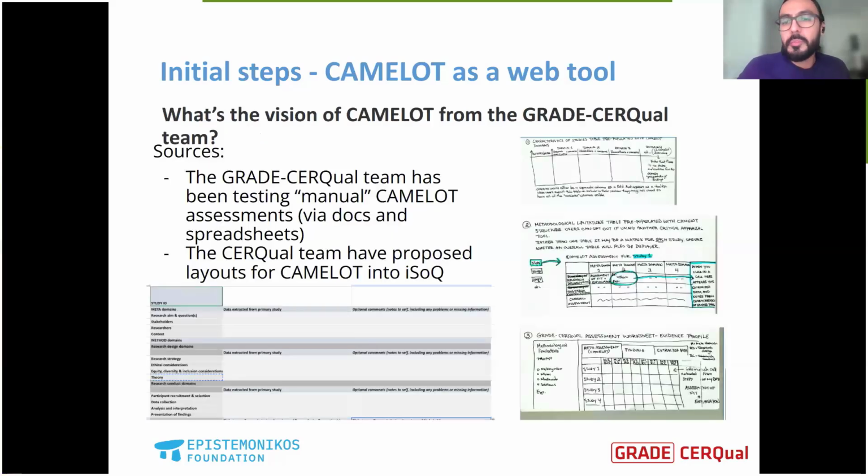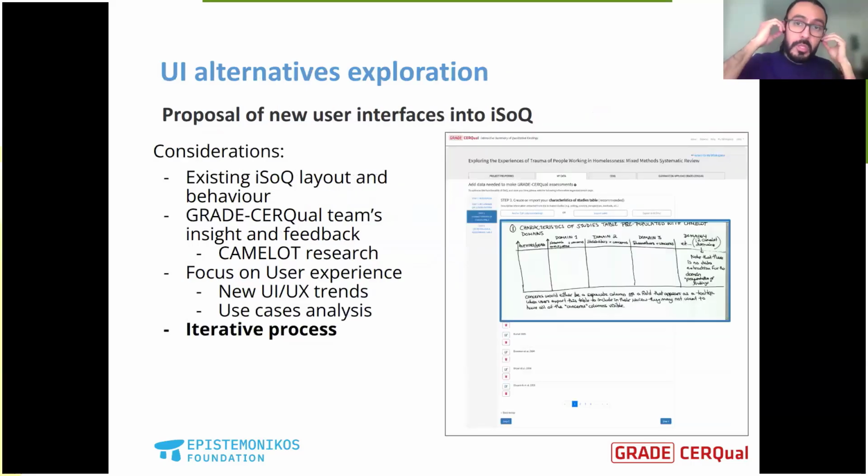This was also supported by the ongoing research of the GRADE-CERQual team. They have first-hand feedback from the researchers that are going to use this tool. And of course, they also had some ideas in their minds about how this should work and how this should look. So what we did was taking all of that into consideration with, of course, the technology limitations that we may have. I have some of those explained here.